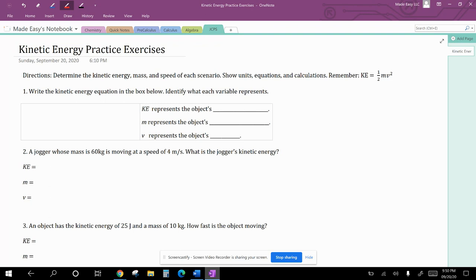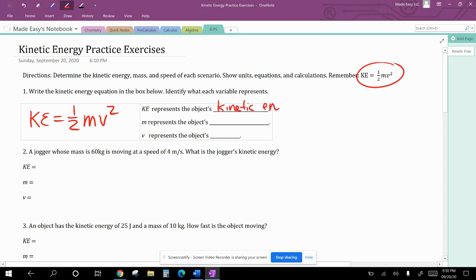All right, for number 1, write the kinetic energy equation in the box below. Identify what each variable represents. Okay, so we got KE equals 1/2 times m times v squared. Yep, just like they said over here. All right, KE represents the object's kinetic energy. Okay, m represents the object's mass. V represents the object's speed or velocity. Remember, velocity is the same thing as speed, but velocity has a direction.